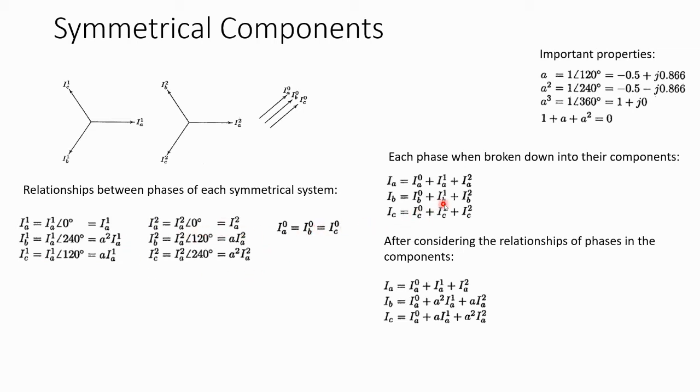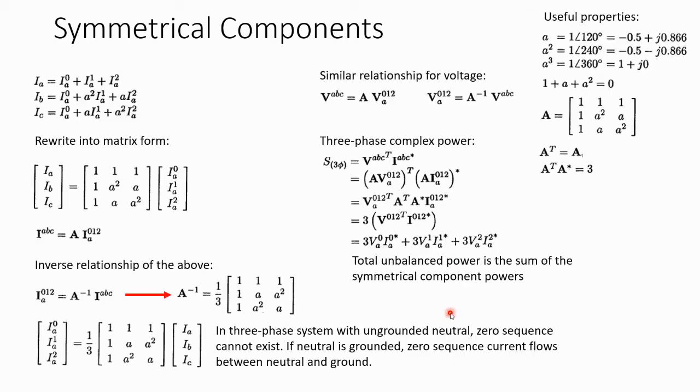For example, I can rewrite IB1 over here as A squared IA1. I can rewrite IC2 over here as A squared IA2. And remember, the 2 over here does not represent square, but represents the negative sequence. So if I rewrite them by replacing this into here, then they look like this.